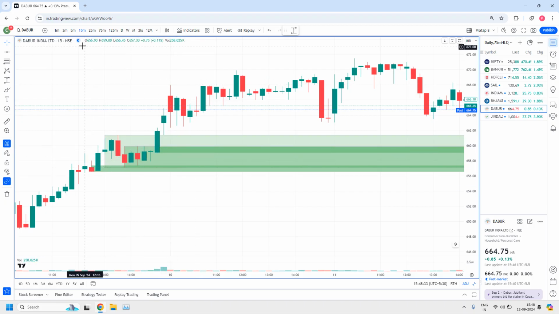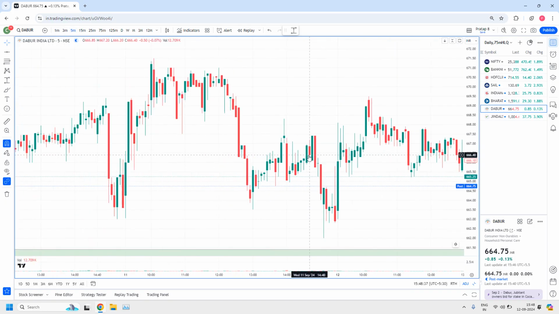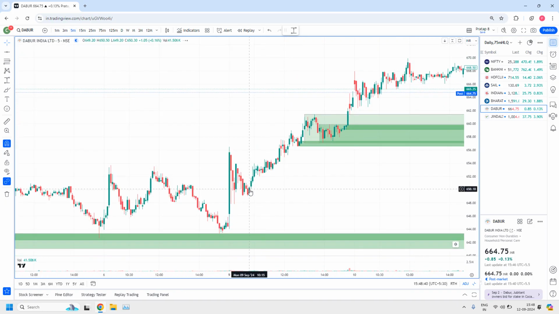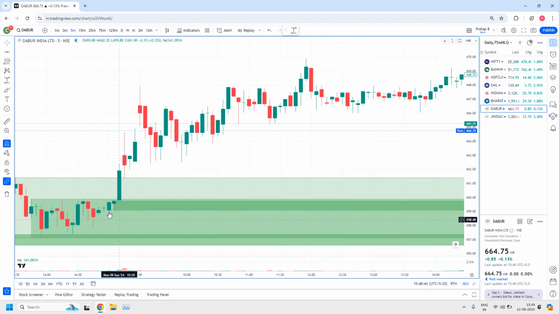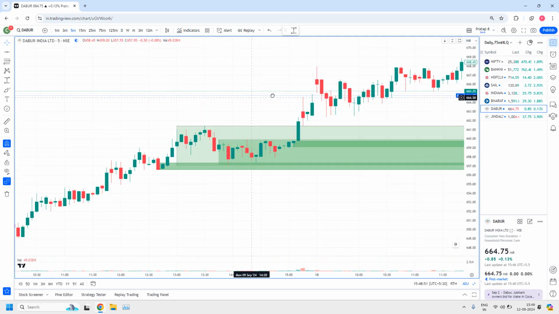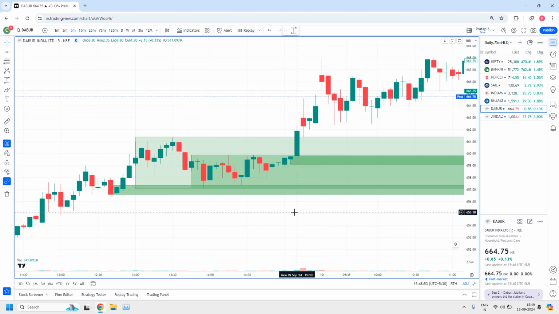Once you go to the 5 minutes time frame, here you have a rally base rally inside the 15-minute zone. Rally base rally. And observe here, there is a drop base rally. Drop base rally. This is the origin for this entire high liquidity zone.